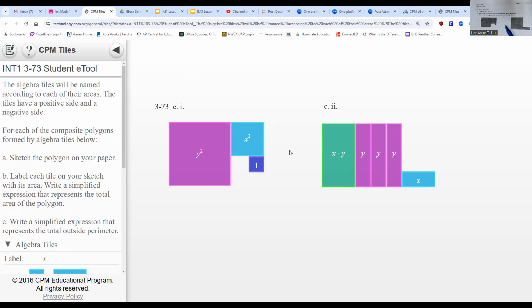Okay, last one is this guy here. It's kind of like a fatter rectangle. This area is x times y, so the short times the long, which is xy. If you had CPM, you probably know that. If you did not have CPM, that might be news to you. Okay, so come back to your page here.